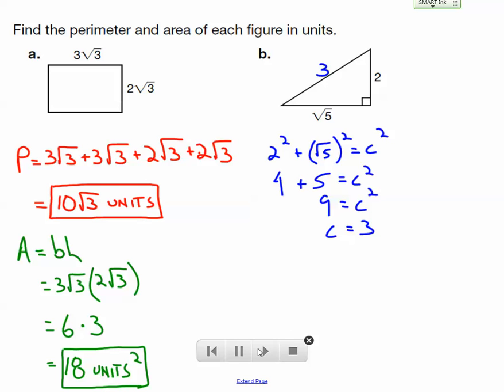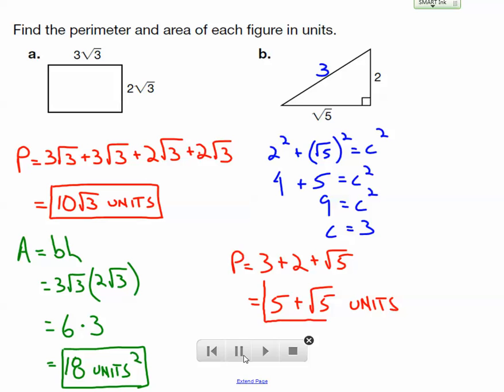So now the perimeter. We'll do 3 plus 2 plus the square root of 5. Now, like I said, you can only add numbers that have the same square roots with them. So 3 and 2 we can add together, but we can't add the square root of 5 to that. So it's going to look kind of funny, but this is the way we have to leave our answer. 5 plus the square root of 5 units. And until we turn square root of 5 into a decimal, we're not going to be able to get any better than that.